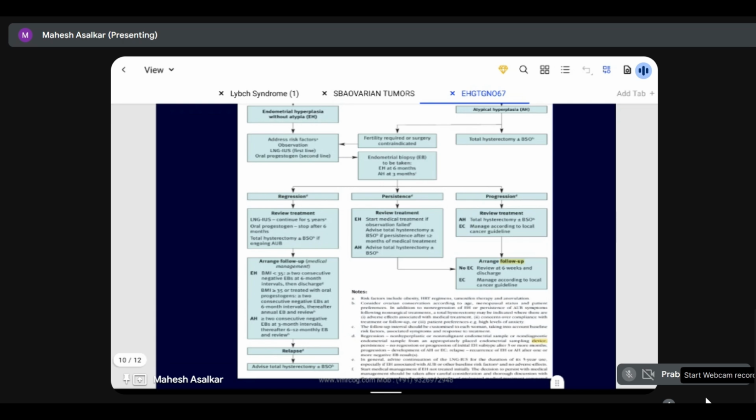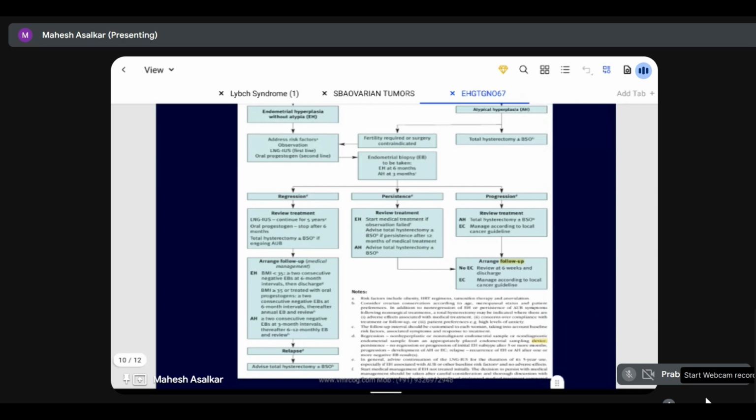Okay. Now see the regression. What we have seen in the first column, regression. LNG-IUS is given. We will continue for 5 years. Oral progesterone will stop after 6 months. And if the symptoms are present, then in that particular case, total hysterectomy plus minus BSO. Now here, after that, we have to continue with the follow-up.